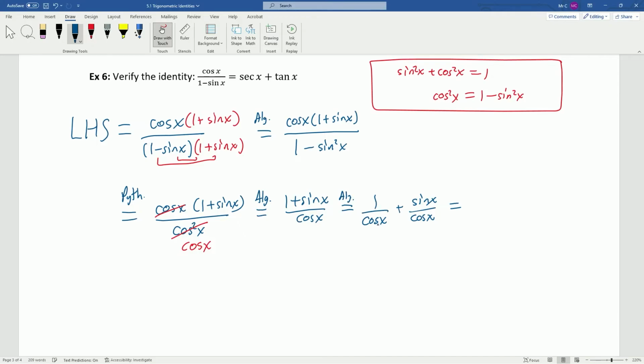And now 1 over cosine of x, that's the reciprocal identity. That is secant of x. And sine of x divided by cosine of x is the quotient identity. It's equal to tangent of x. So now we use the reciprocal and the quotient identities. And that's our right-hand side. So we're done.